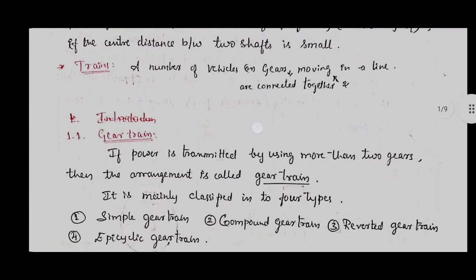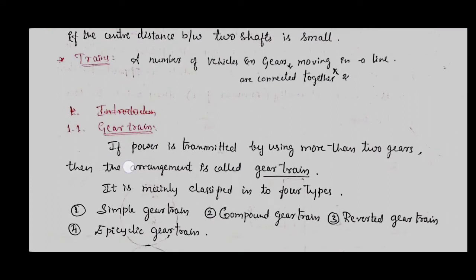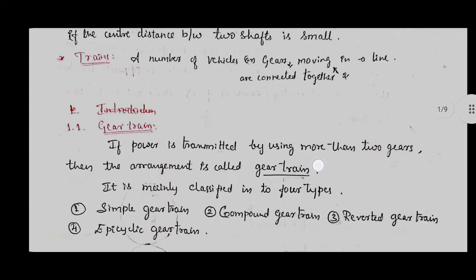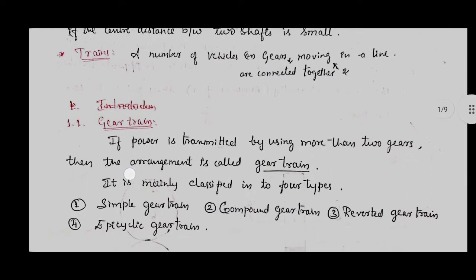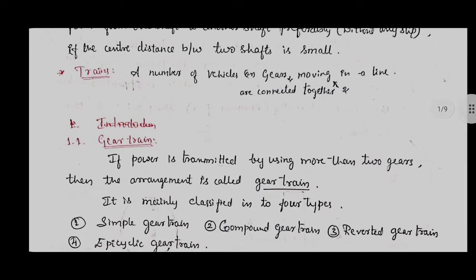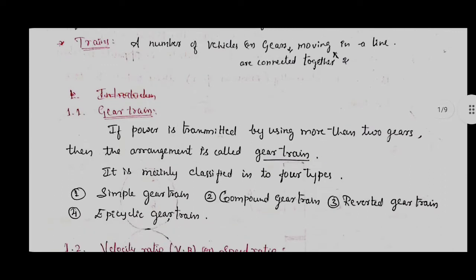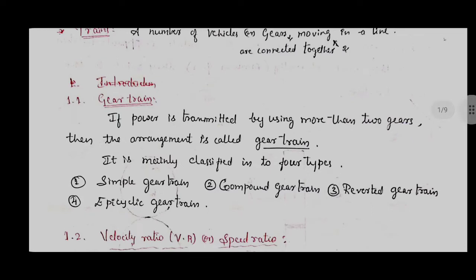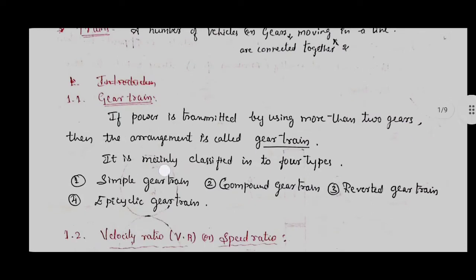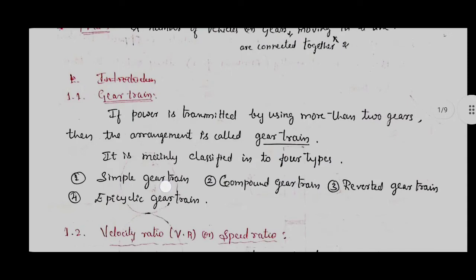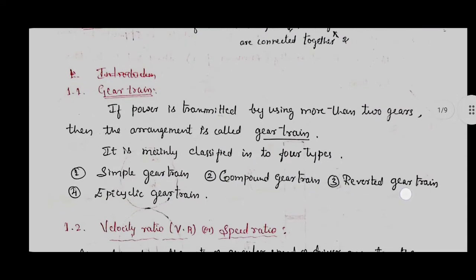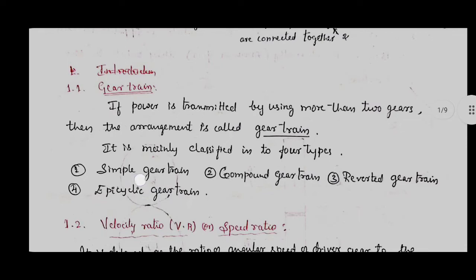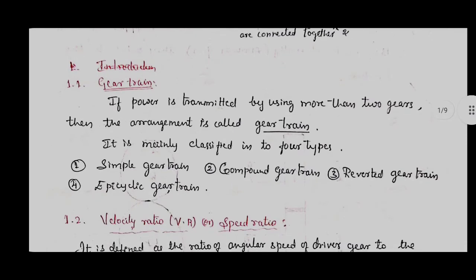So, gear trains. What is a gear train? If power is transmitted by using more than two gears, then the arrangement is called a gear train. It is mainly classified into four types: simple gear trains, compound gear trains, reverted gear trains, and epicyclic gear trains. For your syllabus, you have only the simple gear train and the compound gear train.